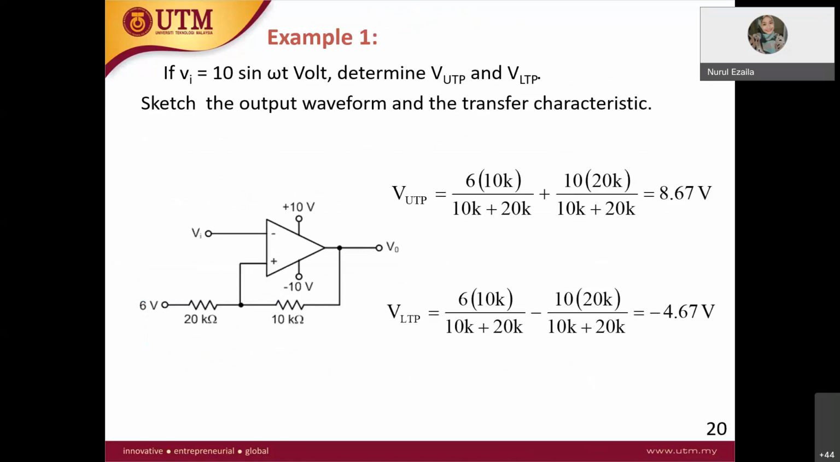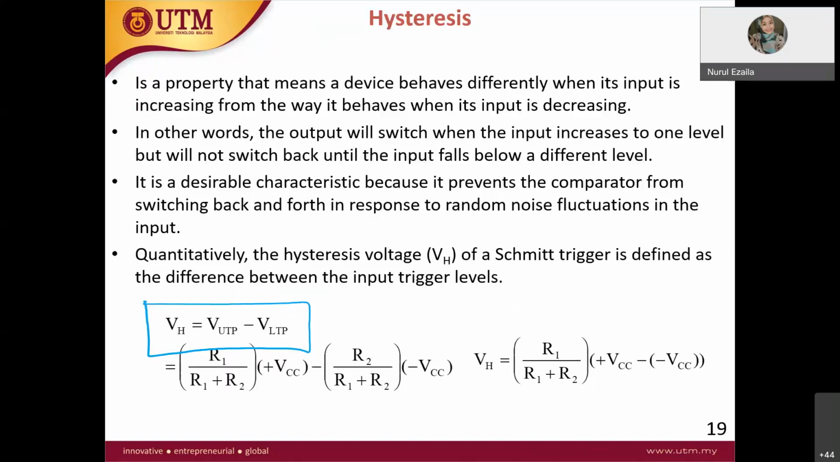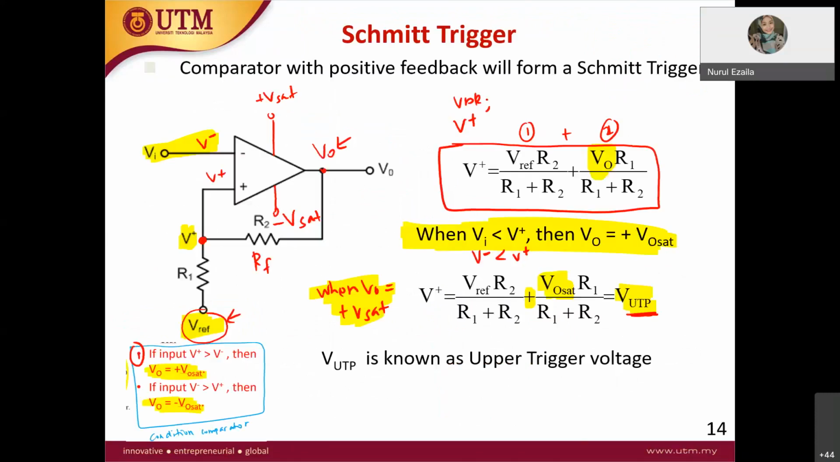So this is one of the examples. Let's take a look at the example here. First thing is to find the VUTP and VLTP. You have the main equation where V plus equals V reference times R2 over R1 plus R2, plus V out times R1 over R1 plus R2. In order to find VUTP, this V out will be replaced with positive V saturation. In order to find VLTP, this V out will be replaced with negative V saturation.